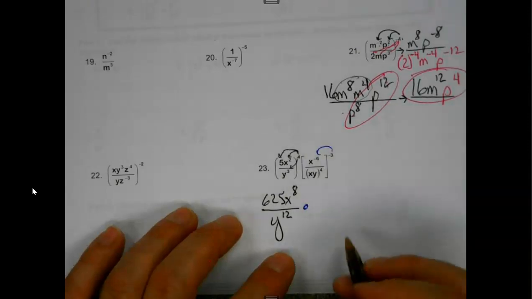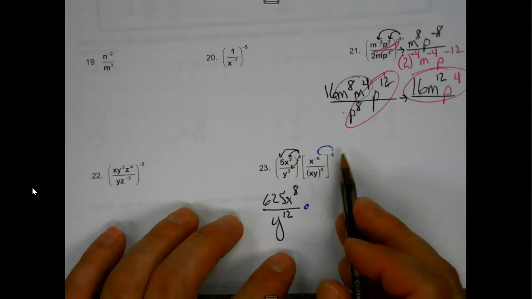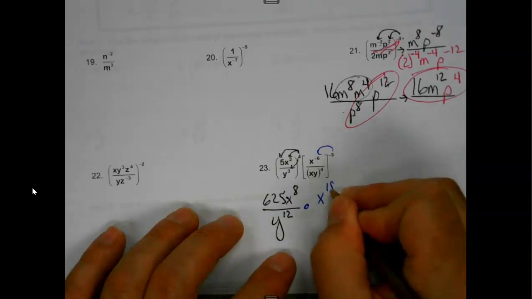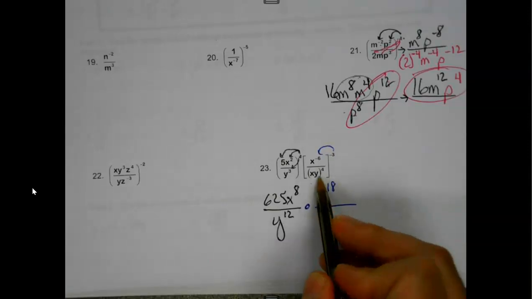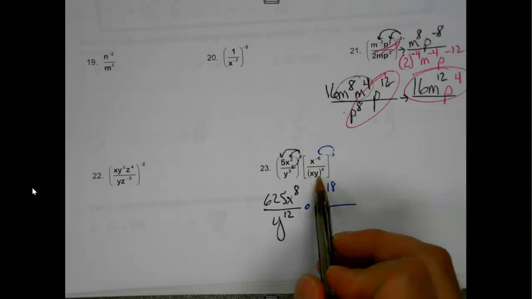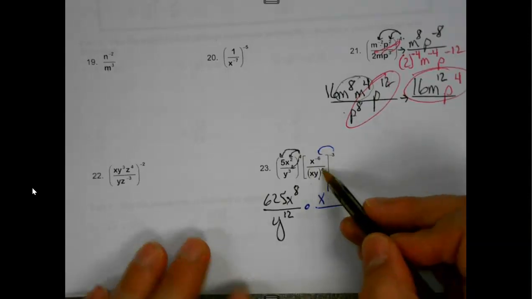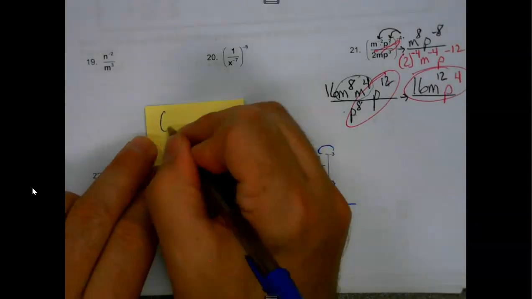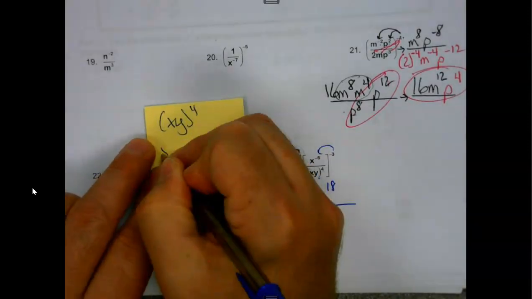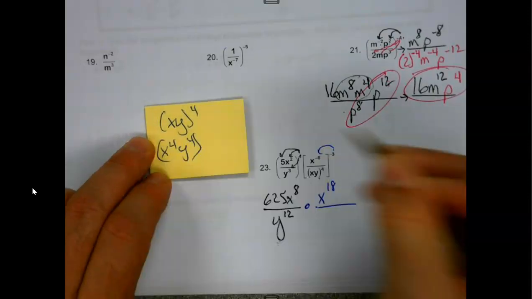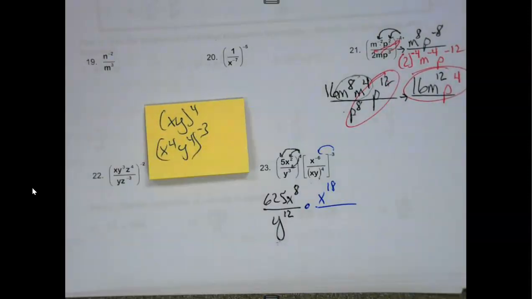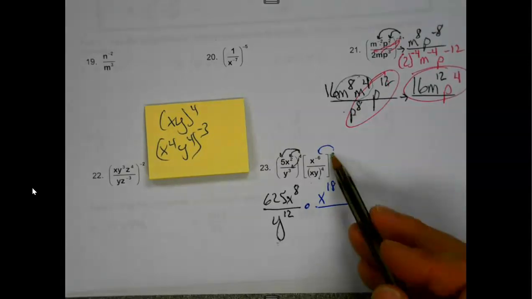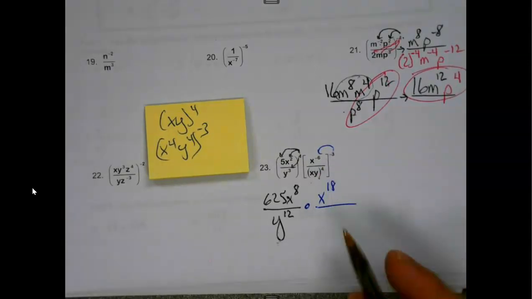Then, now, here's an interesting situation. So let me get my x to the 18th here first. So I look at this. There's a couple of ways I could handle this. Here's the way I'm going to choose to go about it. You could go ahead and distribute here. So x to the fourth, y to the fourth, then do the negative 3.